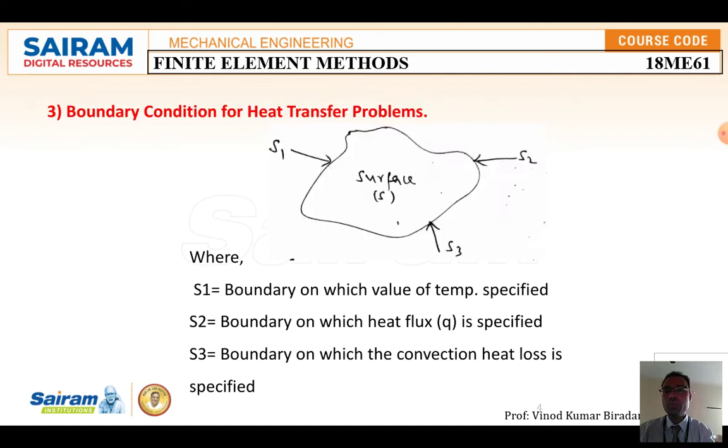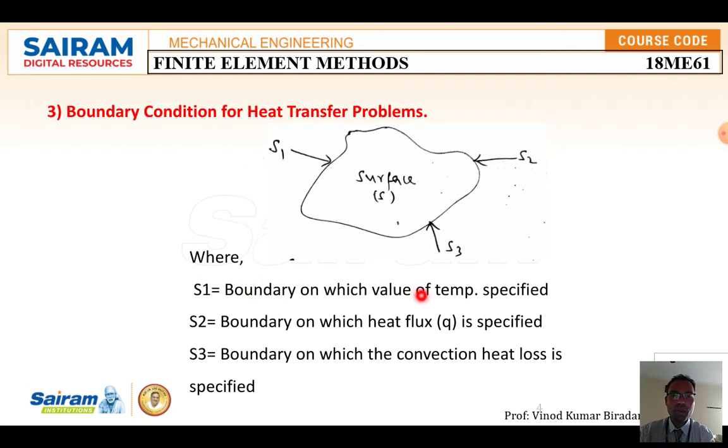Now coming to the third one: boundary conditions for the heat transfer problem. Let us assume that this is the heat transfer problem. Here there is a surface upon which 2-3 kinds of boundary conditions are acting, that is S1, S2, S3. This is called the boundary condition. So S1 stands for what?